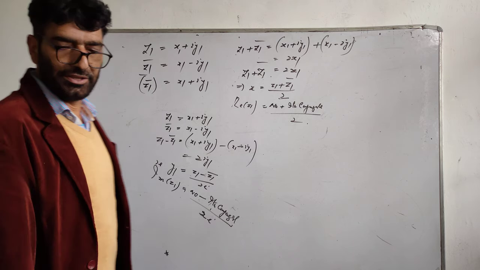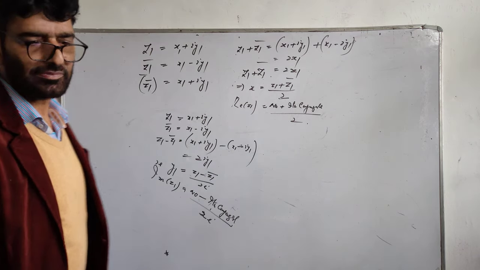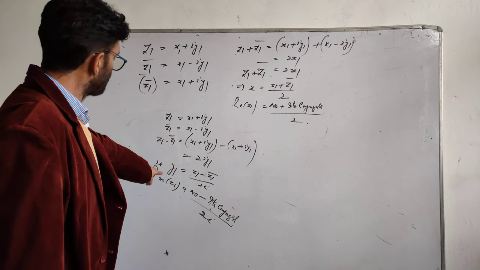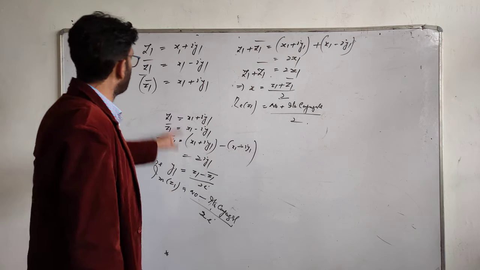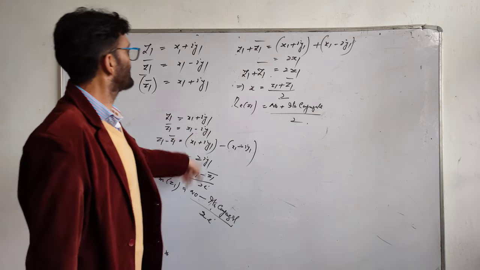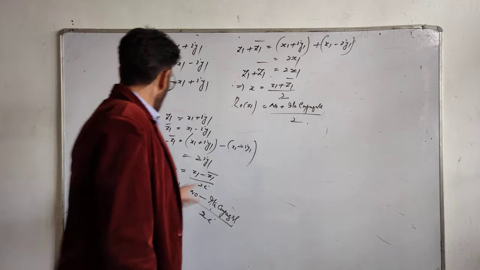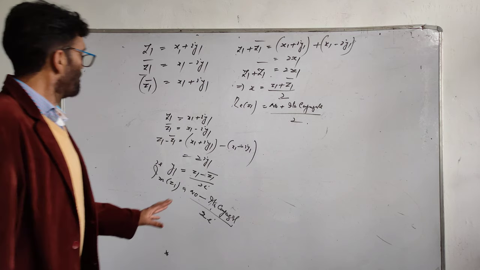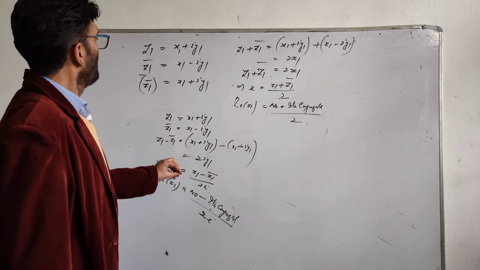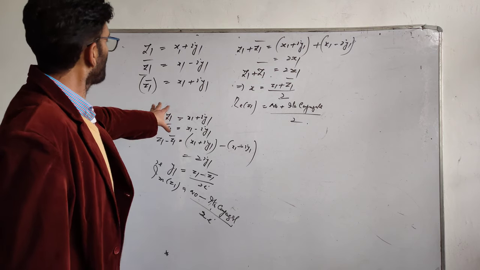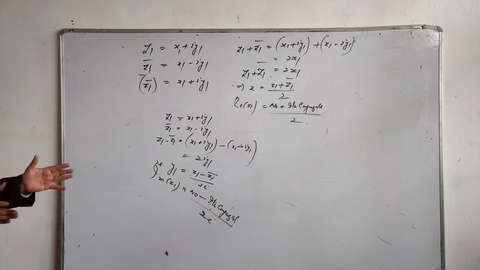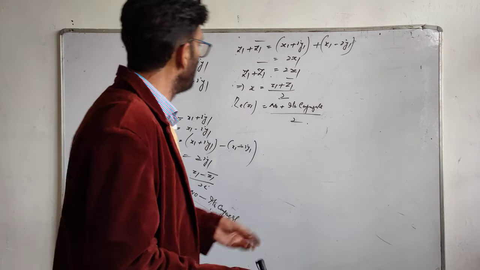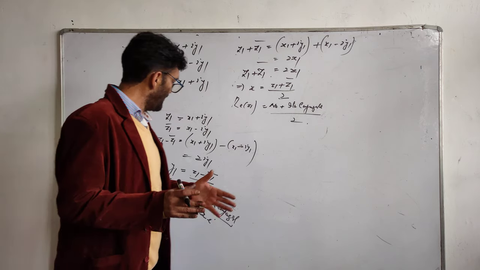One thing I would like to mention over here: this property and this property are often used in exams. The real part of z1 is equal to this, and the imaginary part of z1 is equal to this. It must be remembered well. Moreover, we will talk about the representation of complex numbers in the complex plane, but not in this lecture. That will be discussed at length in the next lecture, inshallah.